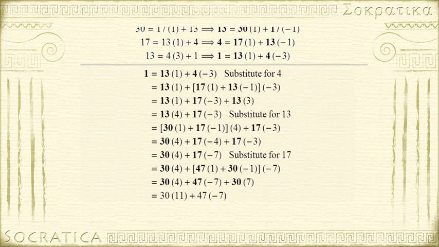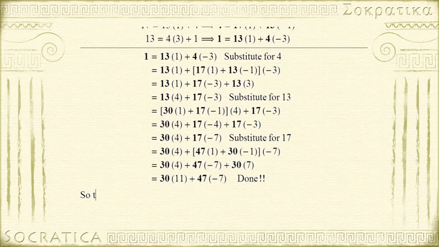And now we see we have 1, which is the greatest common divisor, on the left-hand side, equal to 30 times 11 plus 47 times negative 7. So we've now solved the original Diophantine equation. We found a solution. We didn't find all of the solutions, but we did find one. In later lessons, we'll see how we can use this one solution to generate all of them. So the equation 47x plus 30y equals 1 has a solution. In fact, it has an infinite number of solutions, but it definitely has one solution, and that solution is x equals negative 7 and y equals 11.